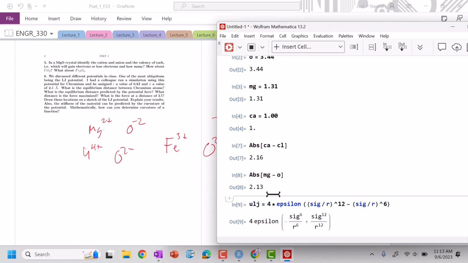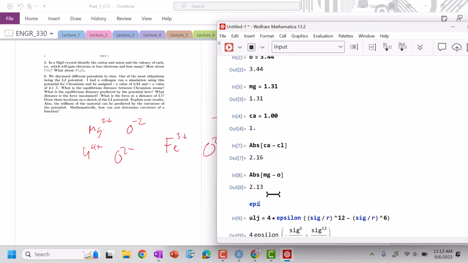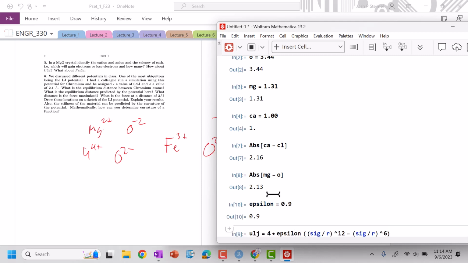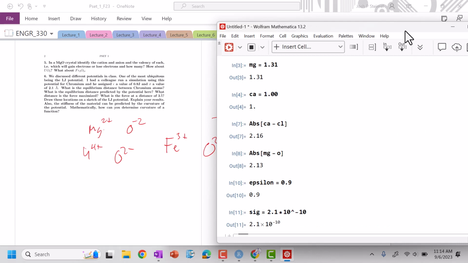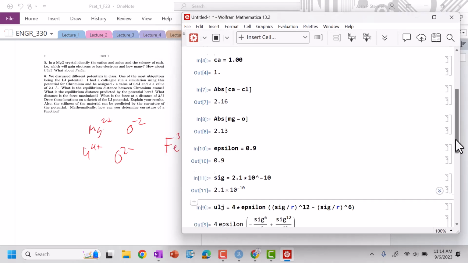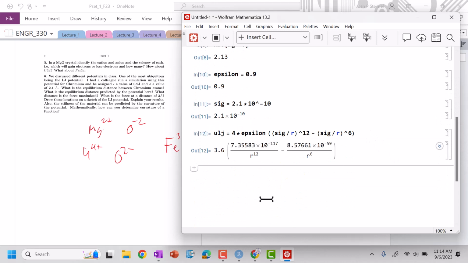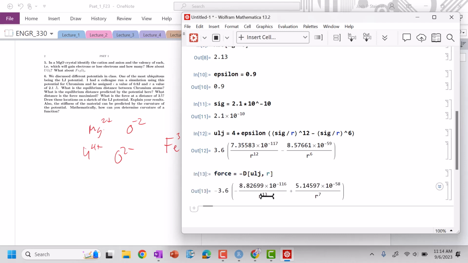We are fitting here that epsilon is going to be equal to 0.9 joules, which is very kind of us. Our sigma is going to be equal to 2.1 angstroms, which you need to multiply times 10 to the -10. And here we go. Now we can move down to here. We can get this out. We also know that force equals minus the derivative of U_LJ with respect to r. And we can now go through the rest of these problems.